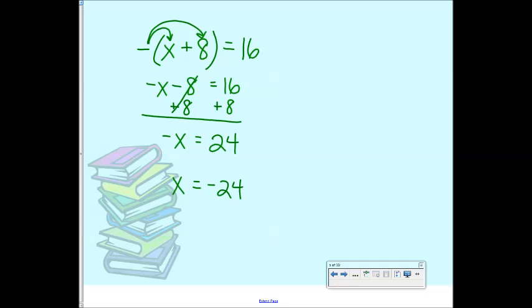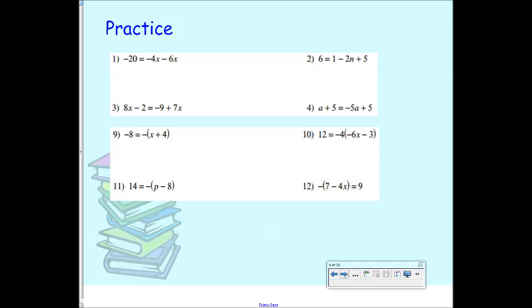Okay? All right. So remember, distributing a negative works just like distributing everything else. Goes to everything in the parentheses. Okay, go try these practice problems.